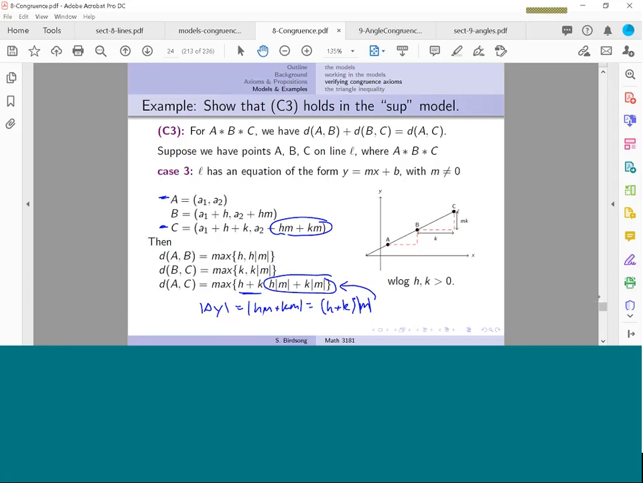Now, conclusion. What does that tell us about this third congruence axiom? Does it hold in the soup model? What do you guys think? Should we say yes, our congruence axiom holds? Or no, you think it doesn't hold?